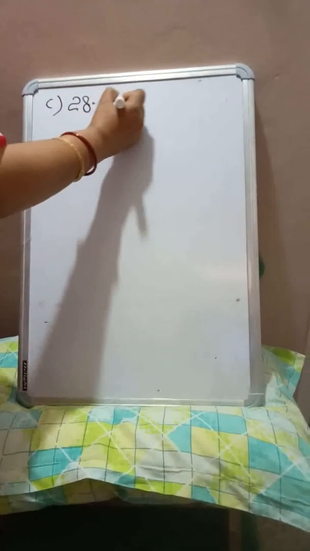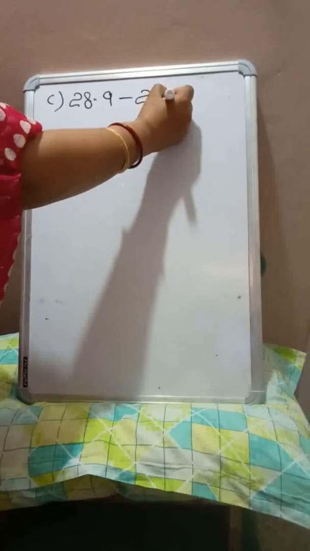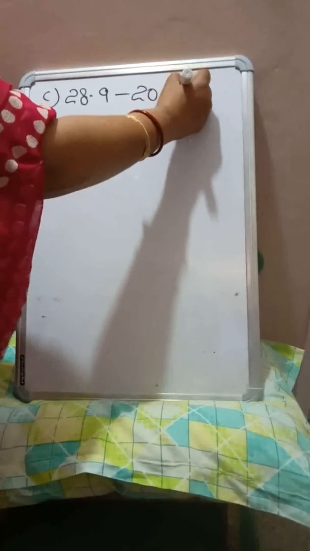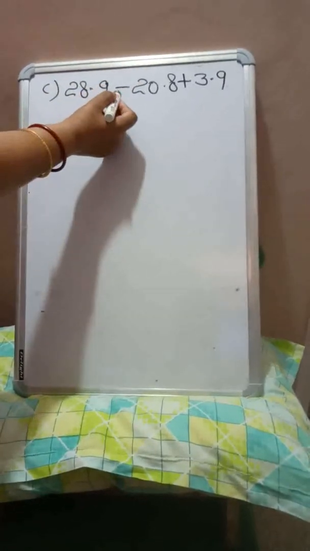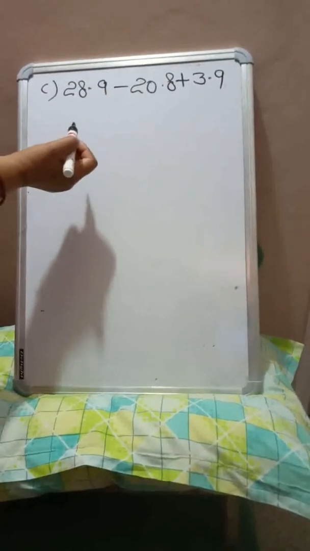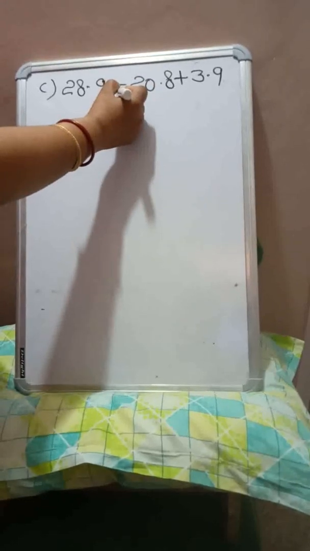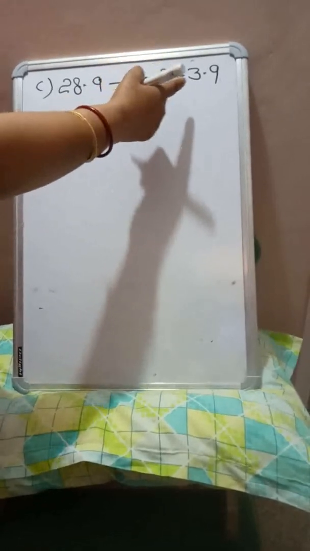Let us take another example. See, 28.9 minus 20.8 plus 3.9. So here all of you see that minus and plus. Which one will we do? Plus sign. This is minus sign, this is plus sign. So we will start with the plus sign.